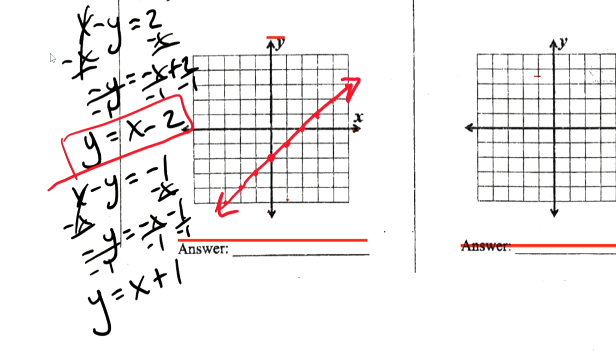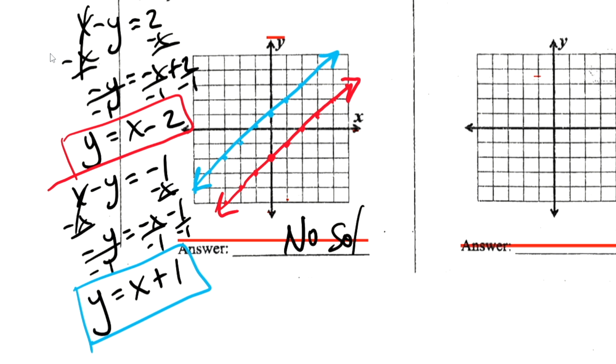And our second line starts at positive 1 and with that same slope. So it's because the lines have the same slope that they are not ever going to cross each other. Since they don't cross, they don't have a point of intersection, and therefore we would say as an answer, no solution.